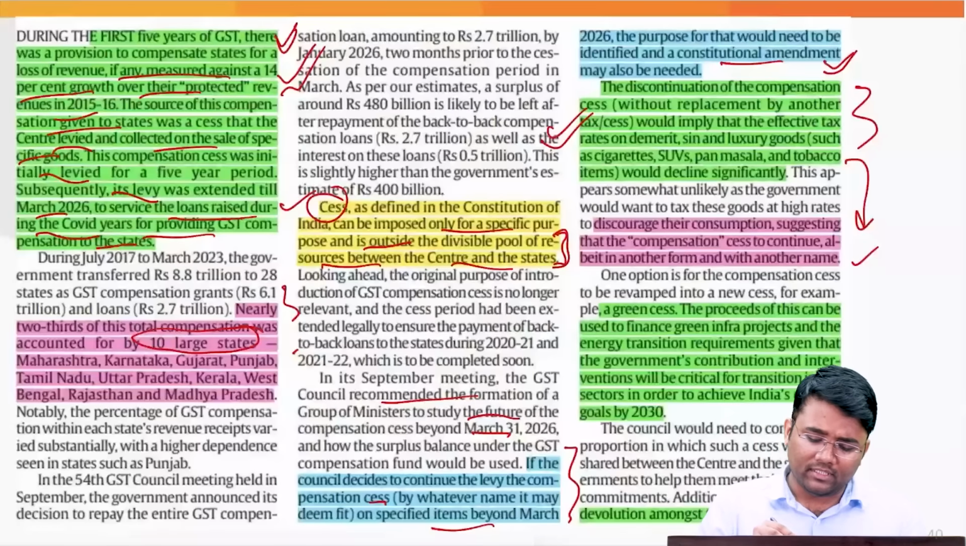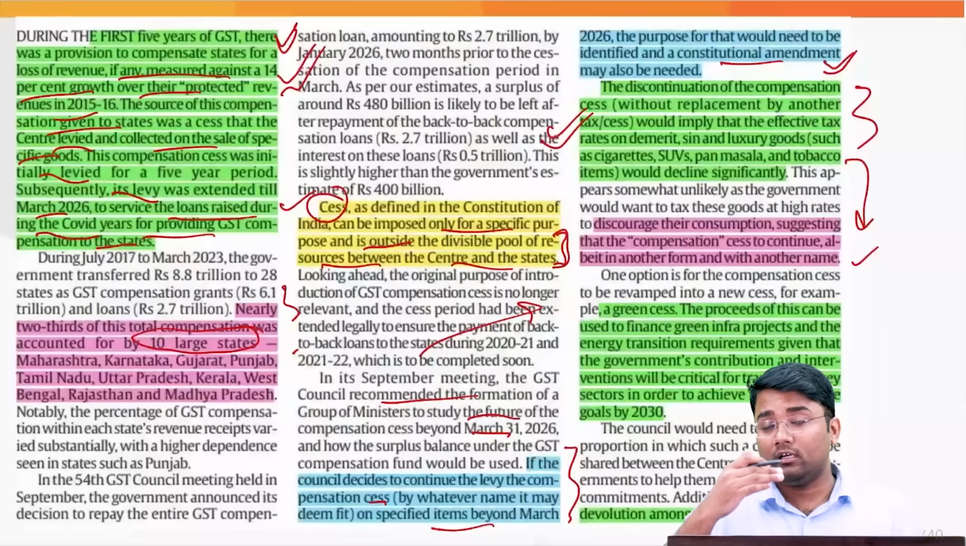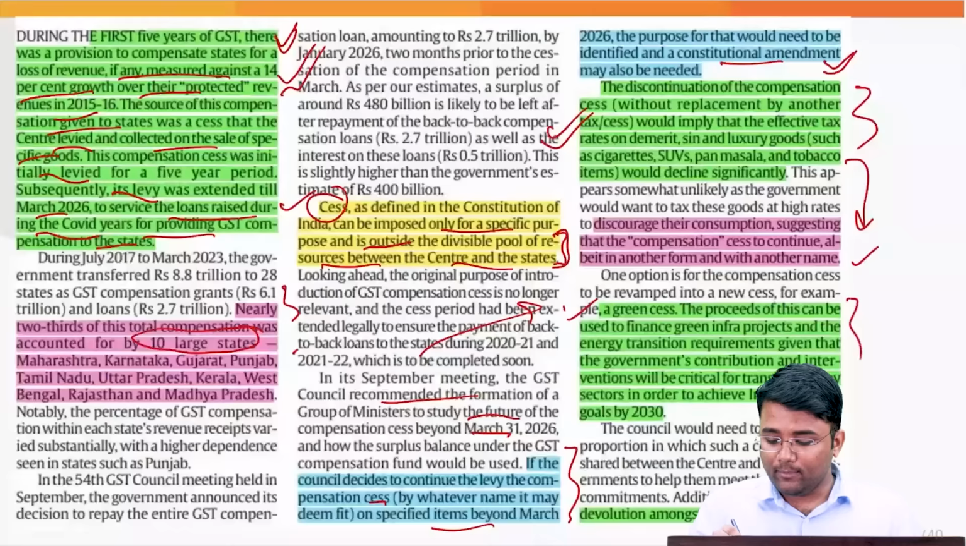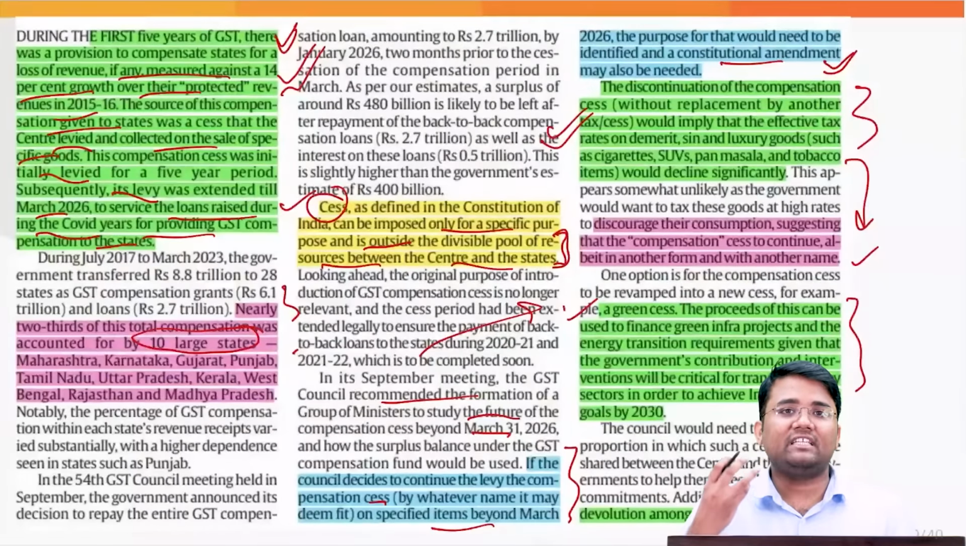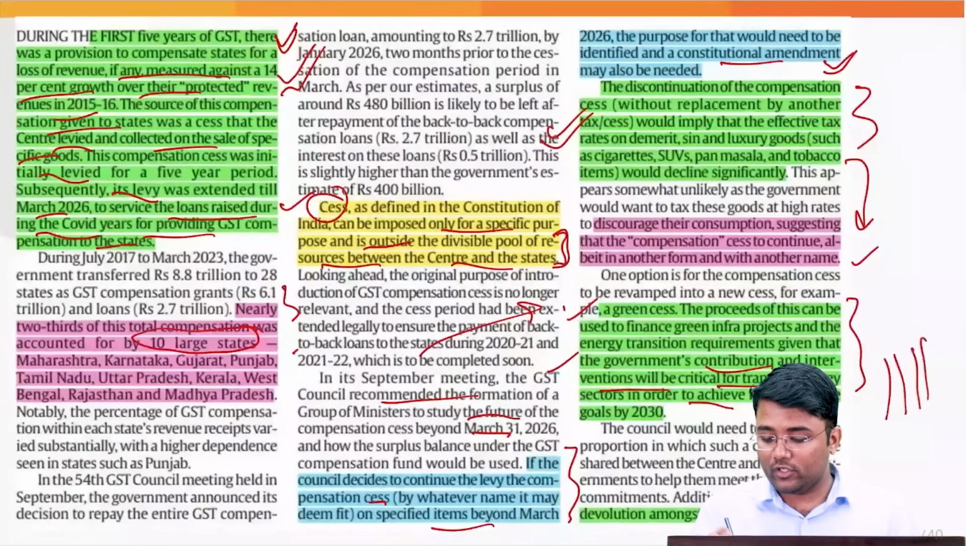So the writer is suggesting there can be a green cess in place of the compensation cess. If the government is thinking of abolishing the compensation cess, in place of that there can be a green cess. The proceeds of this can be used to finance green infrastructure projects and energy transition requirements, given that the government's contribution and interventions will be critical for transition in key sectors in order to achieve India's climate goals by 2030. Also, we need to look into the horizontal devolution.